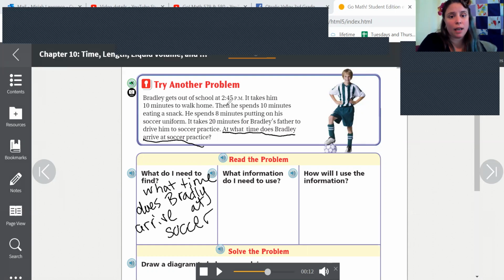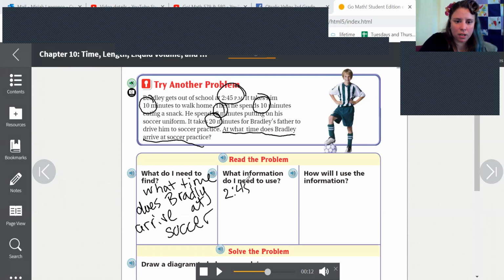Bradley gets out of school at 2:45. That's probably important. It takes him 10 minutes to walk home. Then he spends 10 more minutes eating a snack. He spends 8 minutes putting on his uniform, and it takes his dad 20 minutes to drive him. That's a lot. So we have 2:45. Is it AM or PM? PM.